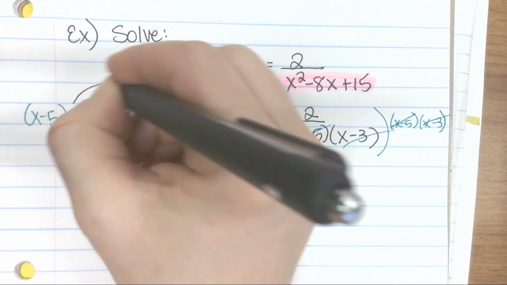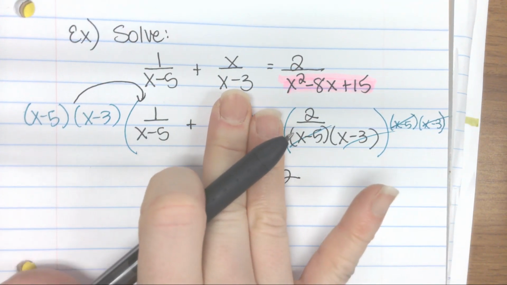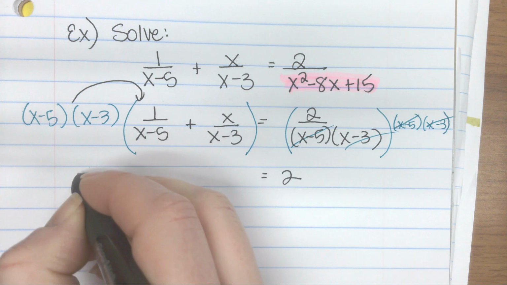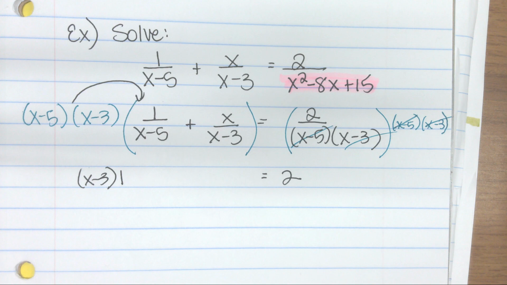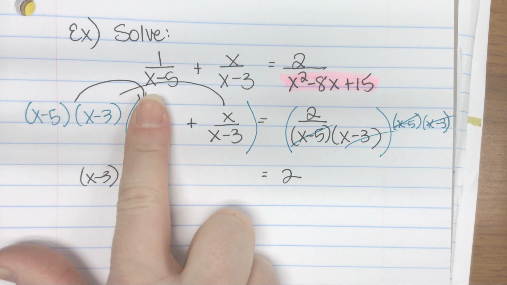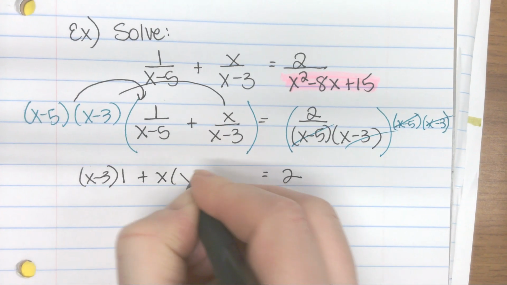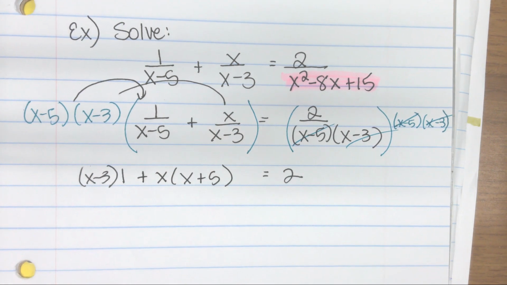On this side, let's start with this. Okay, what cancels? X minus 5. So I'm left with x minus 3 times 1. Now I'm writing it there so you know what's left, but does x minus 3 times 1 change? No. Okay, all right, let's do now the second term. What cancels here? The x minus 3's, I'm left with x minus 5 times x. Okay, now all that is left is the solving.